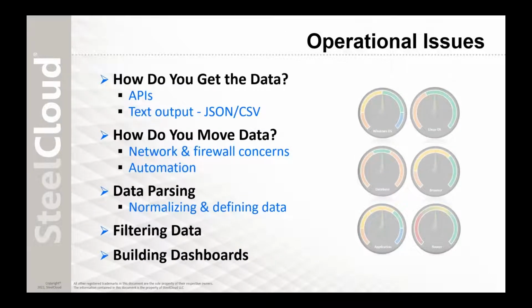The other thing when we're looking at dashboards, before we jump into compliance, are operational issues. A lot of times these are kind of forgotten. How do you get the data? Do you have to connect APIs? If you're outputting text like CSVs or JSON files, how are those going to be identified and picked up? How are you going to move the data? If you have multiple sites and multiple applications, data has to be moved from one place in your network to another place through networks and firewalls.